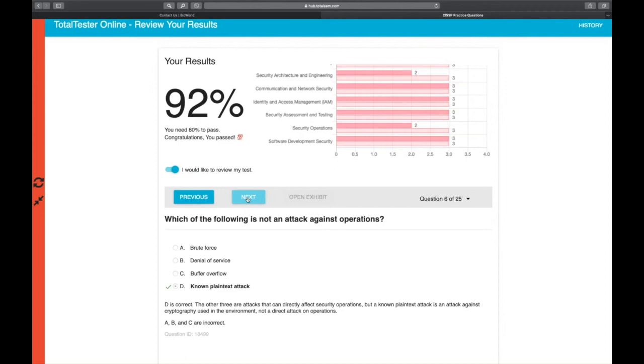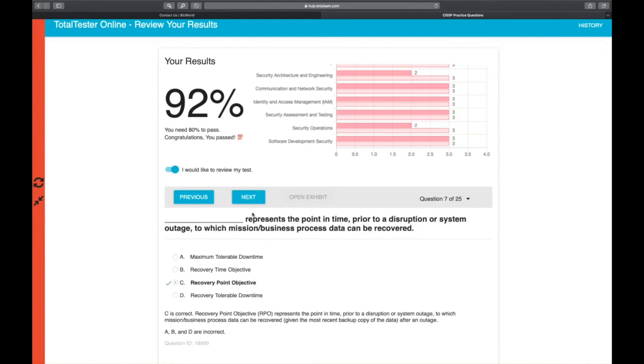Known plain text was not an attack against operations. The other 3 are attacks that can directly affect security operations, but a known plain text attack is an attack against cryptography used in the environment, not a direct attack on operations. Recovery point objective represents the point in time prior to a disruption or system outage to which mission/business process data can be recovered after an outage.